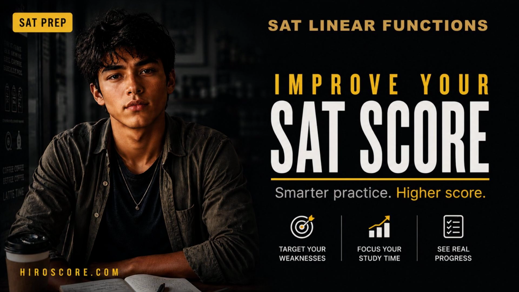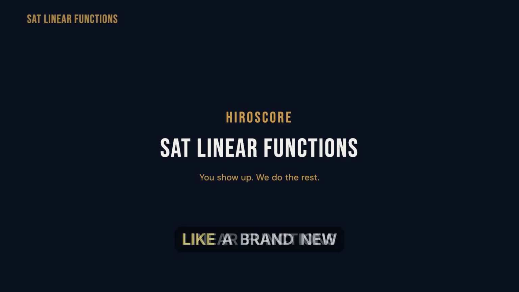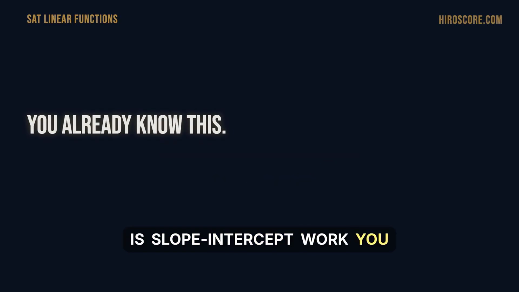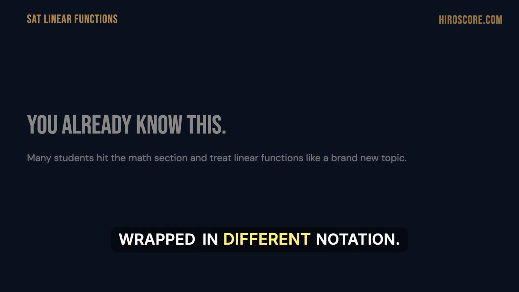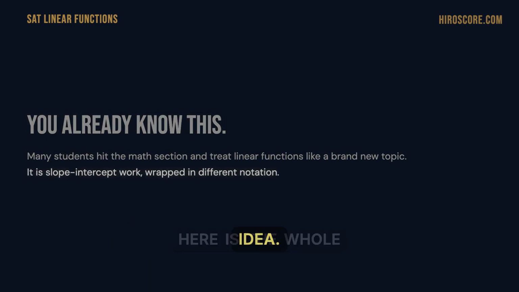Here is the trap the SAT sets on linear functions. f of x equals 5 and f of 5 look almost identical. They are not the same request. The first gives you an output and wants the input. The second gives you an input and wants the output.